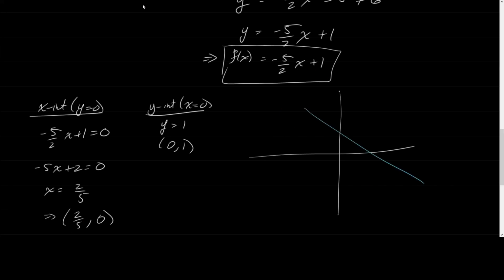All right, and here we've got the coordinate, this one right here being 0, 1. And this one right here being 2/5 comma 0. All right. So that's linear equations overall.